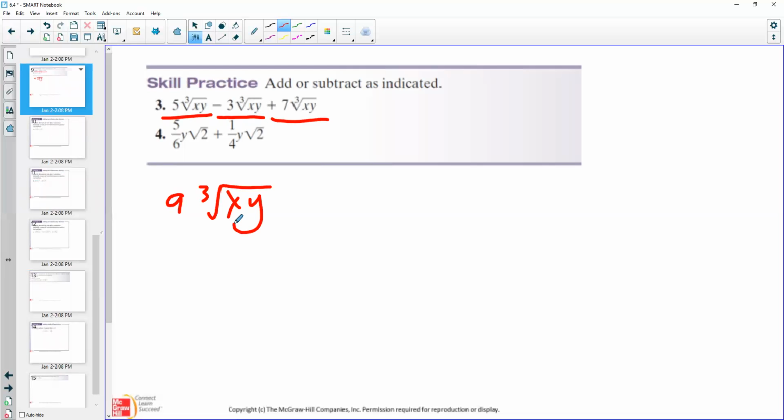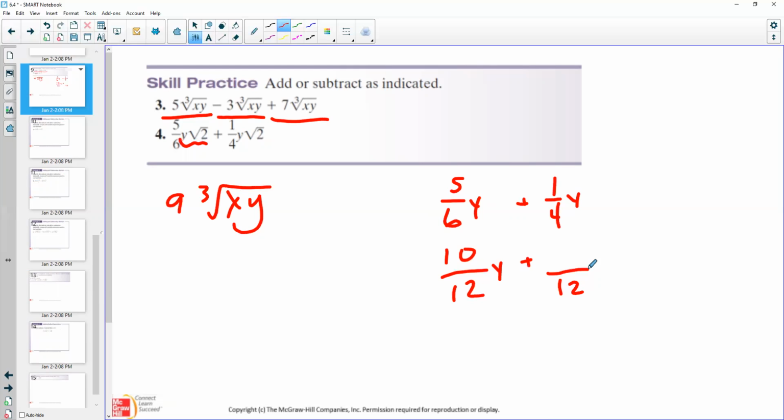For the second one, number 4, I have 5/6 y radical 2 plus 1/4 y radical 2. The y and the radical 2, I don't have to pay attention to. They're exactly the same, right? So I'm going to have 5/6 y plus 1/4 y. Well, the common denominator would be 12, right? So 6 times 2 is 12, so 5 times 2 is 10. 4 times 3 is 12, so 1 times 3 is 3. That gives me 13 over 12 y, and then I'm going to put back on that radical 2.